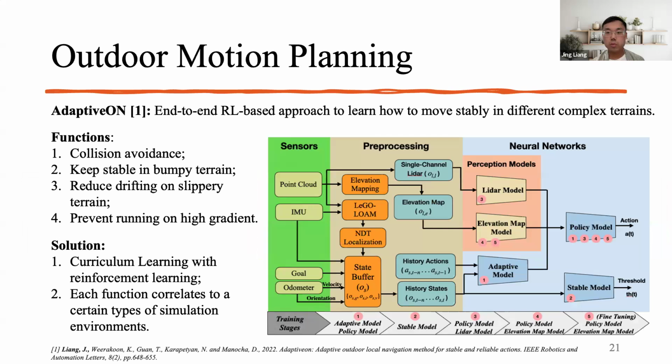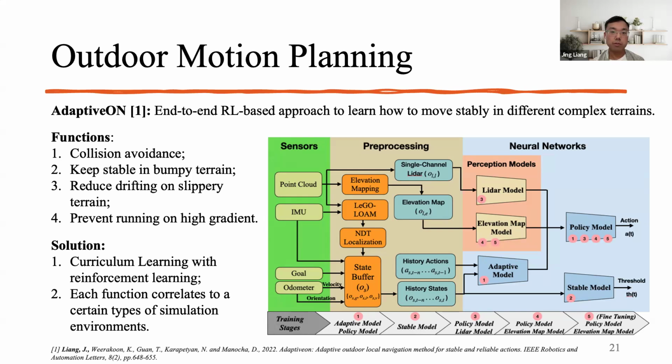This is a representative work of outdoor motion planning in off-road terrains. And this is also the motion planning part of our map-based navigation pipeline. In this approach, we use curriculum learning with multiple stages to train the model with various terrains. In each stage, only the functional models are trained for a specific terrain, and other models are fixed.